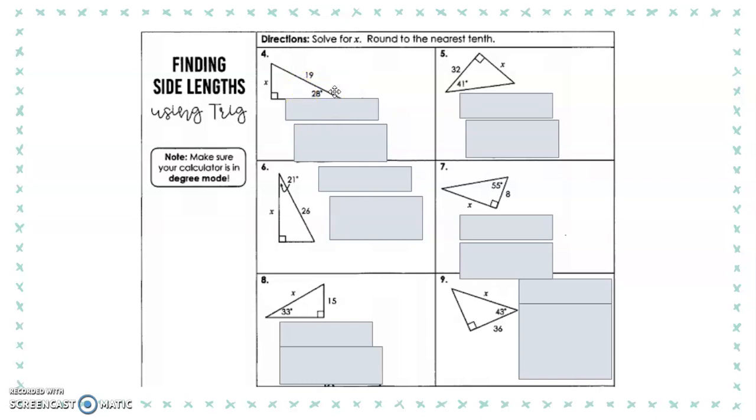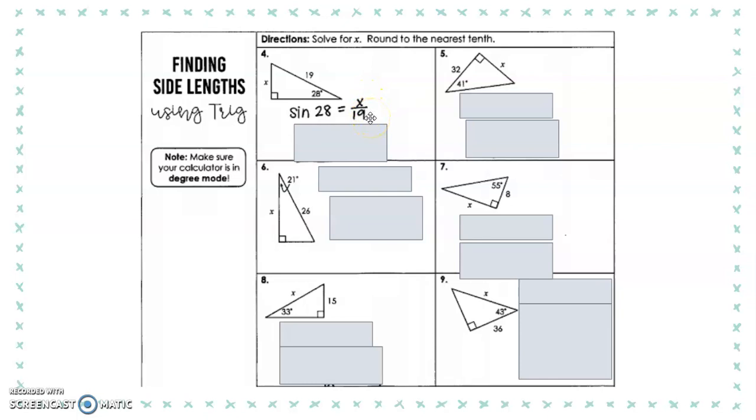We're still going to write our ratio, but instead of a letter, we're going to write 28 degrees. So looking from my 28 degree angle, I need to figure out what ratio would use my X and use my 19. Well, if I'm at 28 degrees, X is the opposite side and 19 is the hypotenuse. Opposite and hypotenuse goes with sine. So when I write out this problem, it's going to be the sine of 28 degrees equals X over 19.